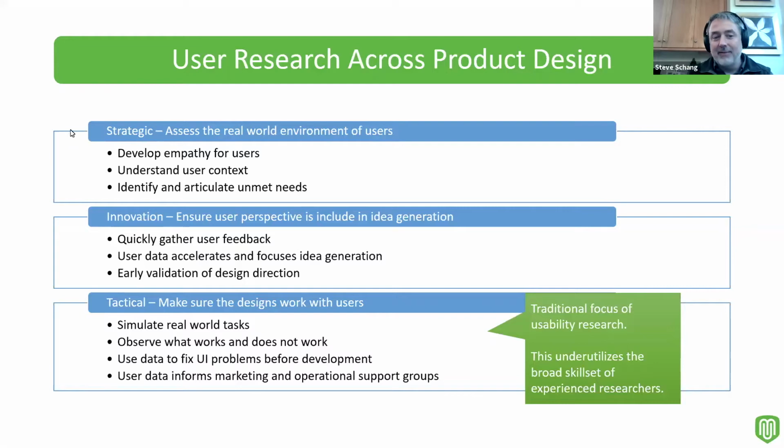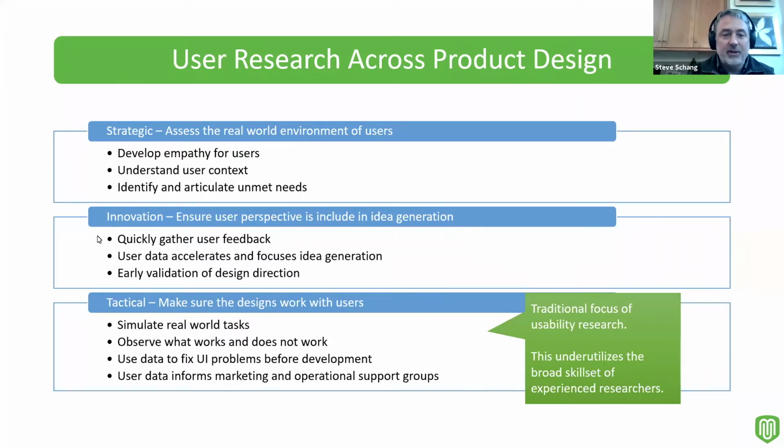And so I usually think about user research in three areas in product design. There's strategic research, where you're trying to understand user context, identify and articulate unmet needs, and develop empathy. This is a high level type of research, and it's very qualitative. Think ethnography or brainstorming or design thinking type sessions.